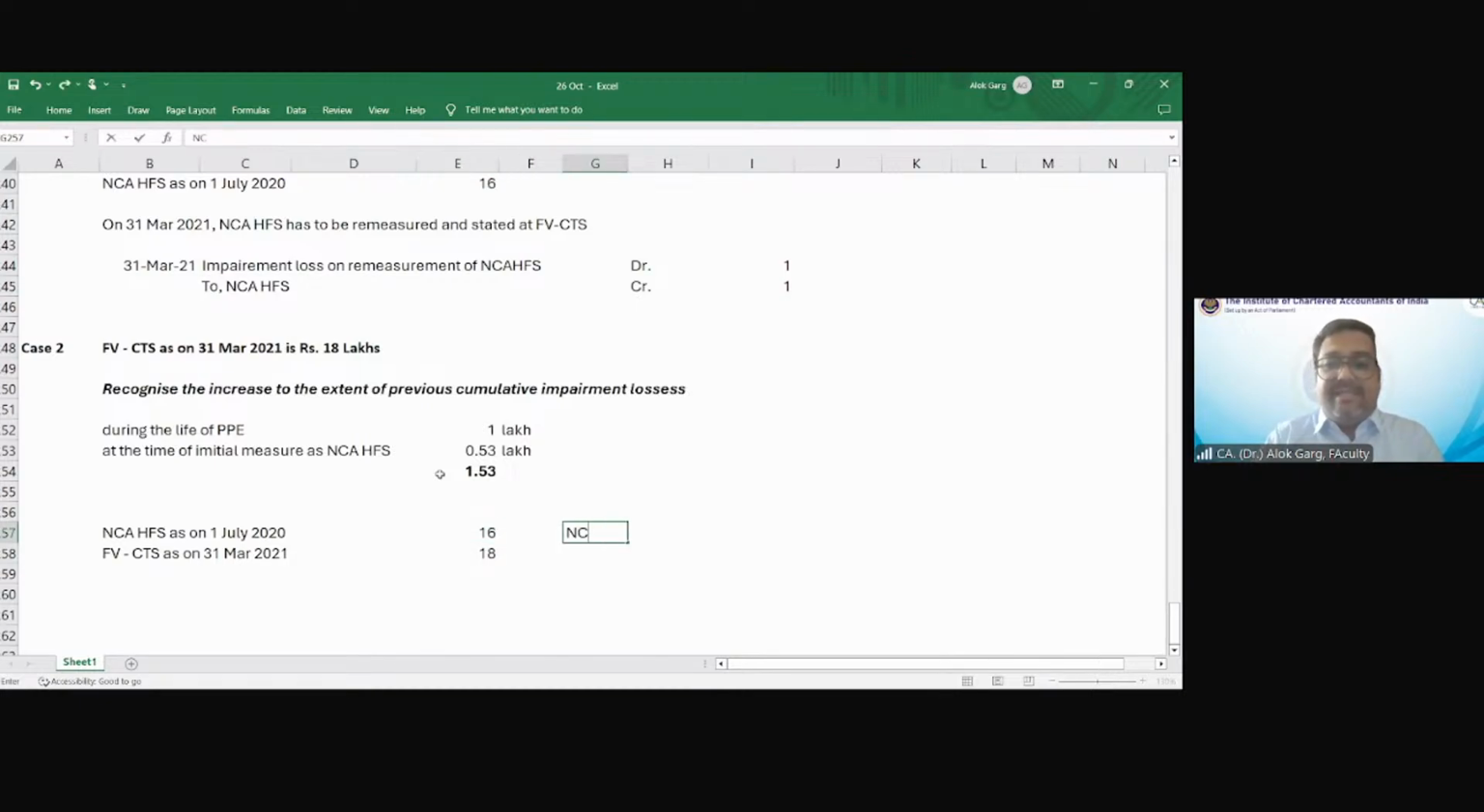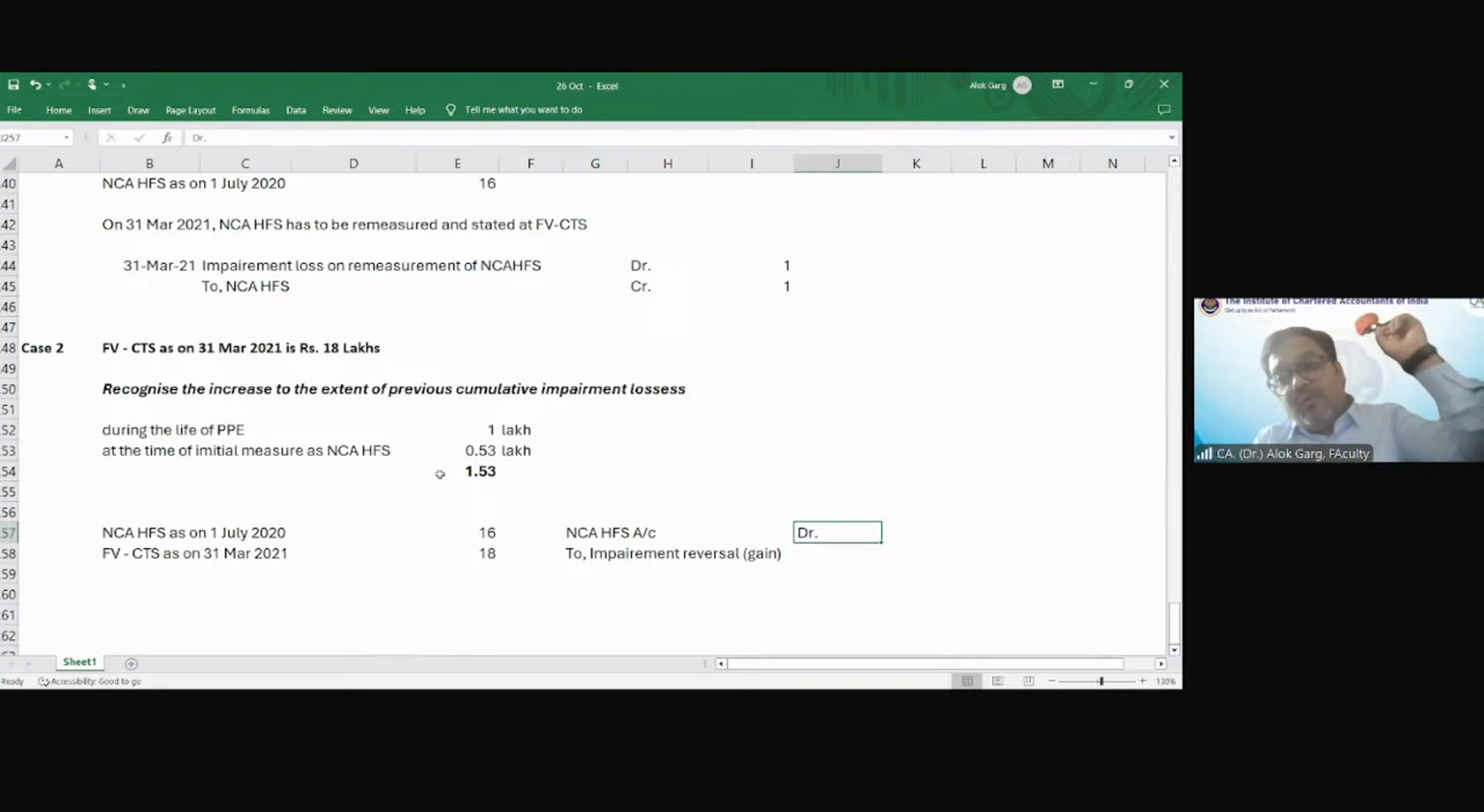Accounting entries: NCHFS account debit, 2, impairment reversal. That is gain. Unadjusted. सर अगर ये कॉस्ट मॉडल पे नहीं, रिवैल्यूएशन मॉडल पे था, और जो पुराने वाला इम्पेयरमेंट लॉस है ऑलरेडी रिवर्स हो चुका है, तो फिर तो बचा ही नहीं ना आज. करेक्ट? If the impairment loss is unadjusted, means it has not been adjusted with revaluation surplus. Okay, in that case whatever is unadjusted, that you need to take care.